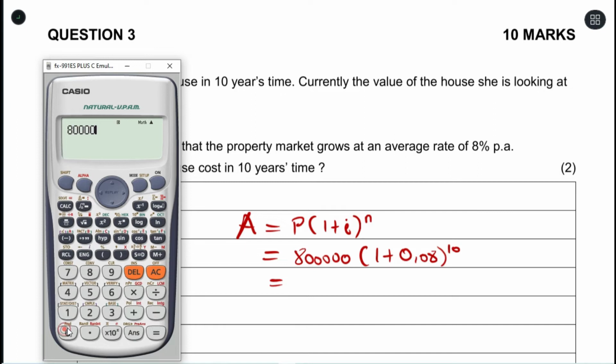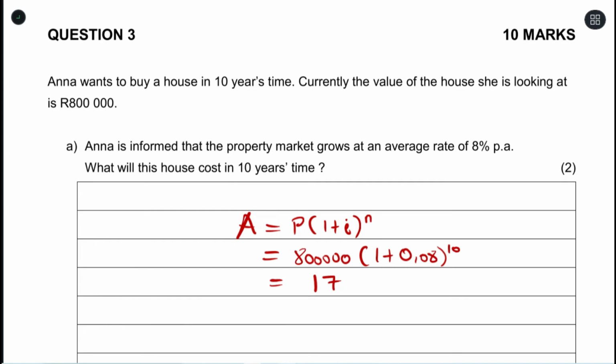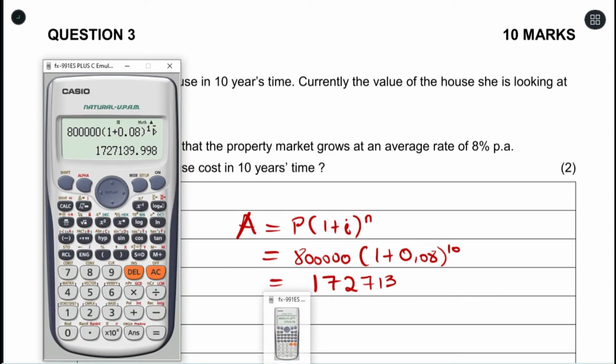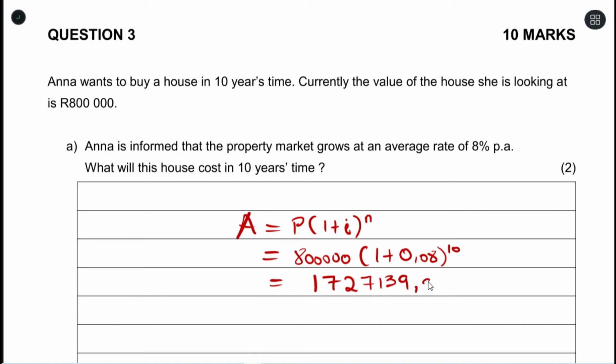So we're looking at 1,727,139.98, which can just be approximated to 1,727,140 rand. Okay, so the house is going to be worth 1,727,140 rands in 10 years' time, an 800,000 house. Yeah, so this information is quite important because we're going to need it in the next question.